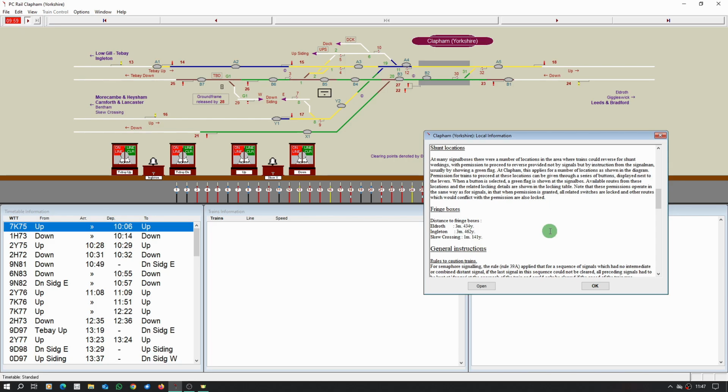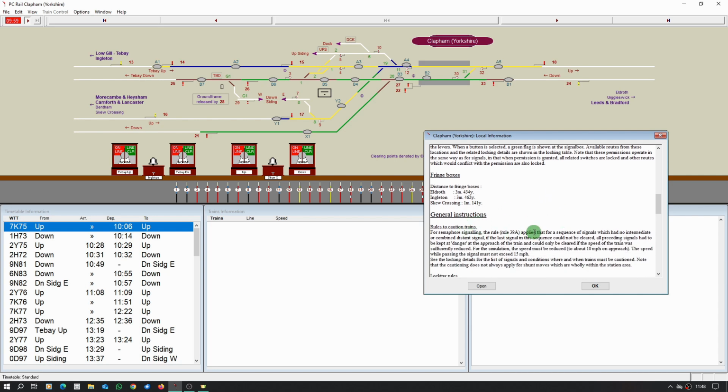So if there's a lot of gaps in this demonstration run through, I will put my little speeding clock on there to cut some time out, to keep the videos a little bit short. I know they can drag on too long. So the other fringe box is Ingleton. Again, that's on the Tebay line, and that's another 3 miles 462 yards. And then a shorter section on the Carnforth, Morecambe, Ayrsham branch, well, main line as it is, and that's working to Skew Crossing, which is 1 mile 141 yards away.